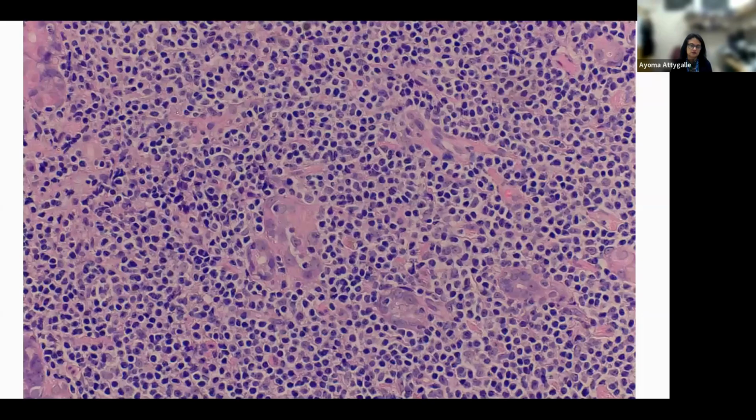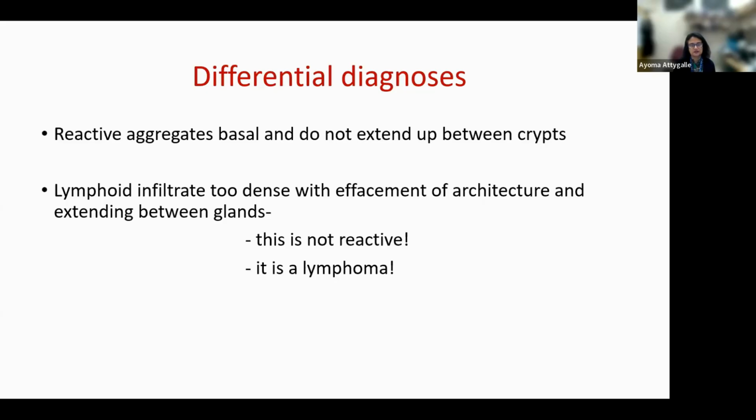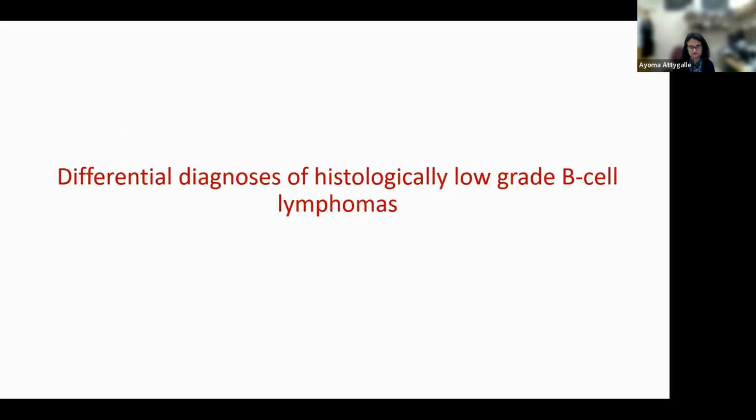And if you look closely, there's also infiltration into these crypts with some eosinophilia of the crypt epithelial cytoplasm. Now, remember that reactive basal lymphoid aggregates may be seen, but they are basal and they don't extend up between crypts. In this particular case, the infiltrate is too dense with effacement of architecture and infiltrate extending between glands. So this is not reactive. So this is definitely lymphoma.